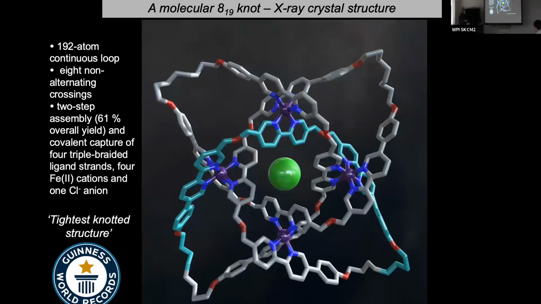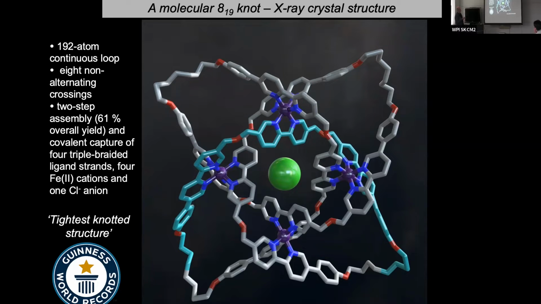And that molecule is an 8-crossing knot, a so-called 8_19 knot. And this is an example of a non-alternating knot. So instead of going over, under, now we're going to have a different non-alternating crossing pattern. So if we start here and we go around clockwise again, you'll see that this ligand strand goes under, then round, then over, under, round, over, under, over, under, and round, over, and back to the start.